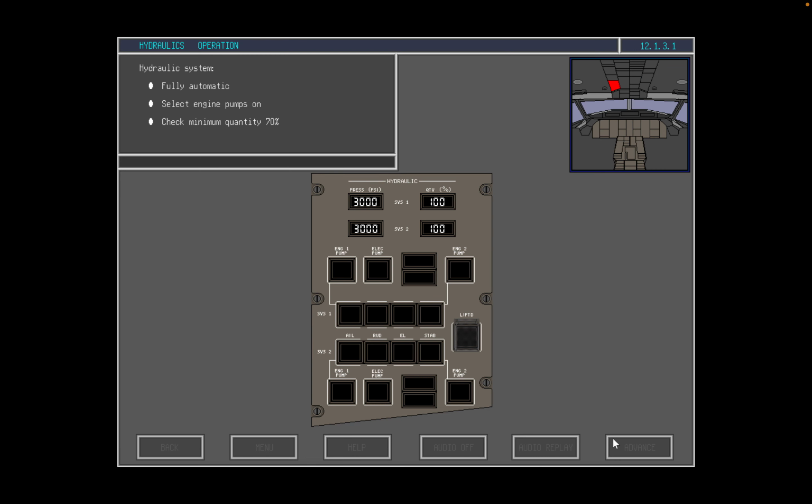The operation of the hydraulic system on the Fokker 100 is fully automatic. Provided both System 1 pumps are operative and at least one System 2 pump is operative, the hydraulic system is now prepared for flight.